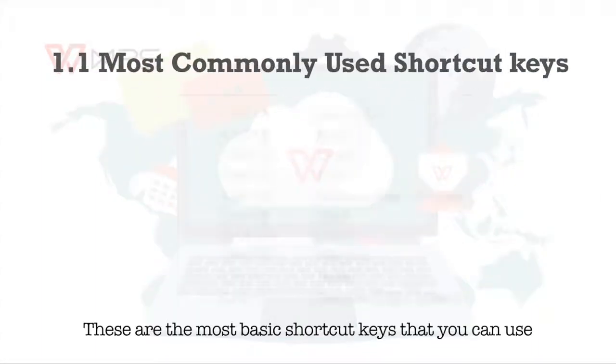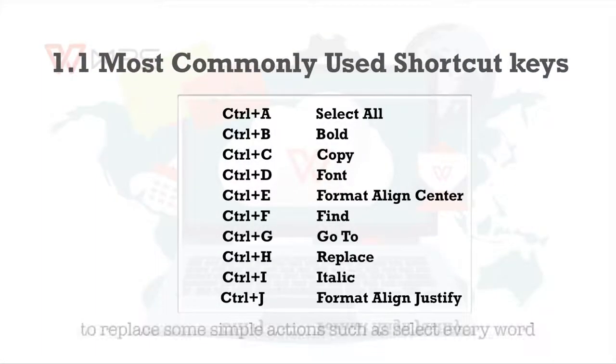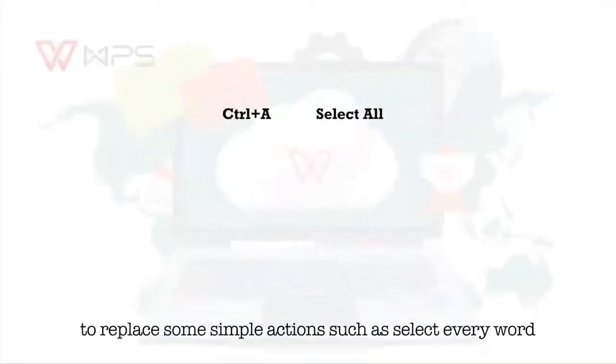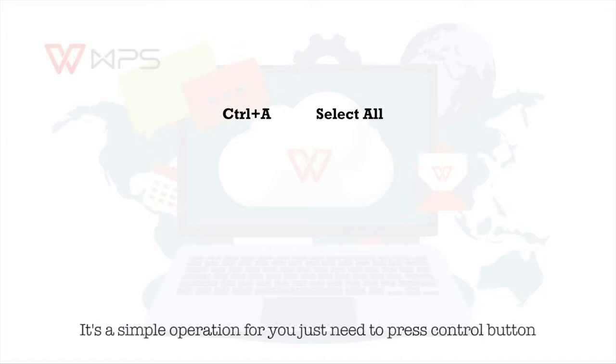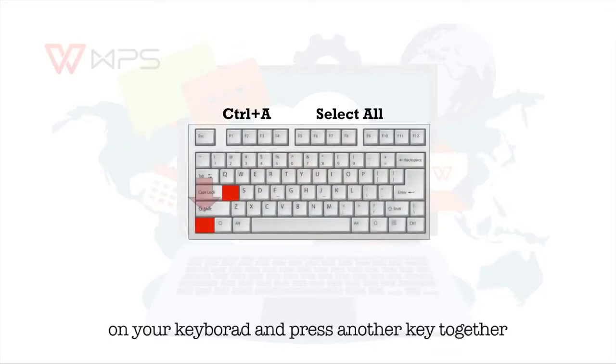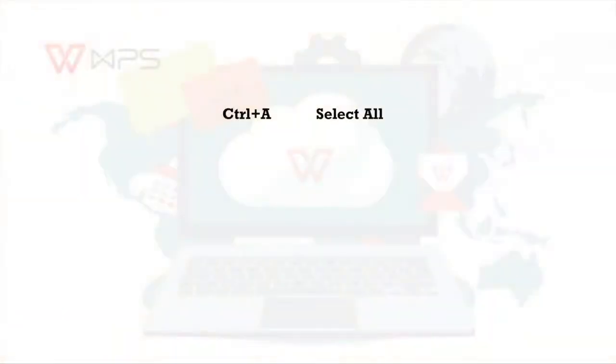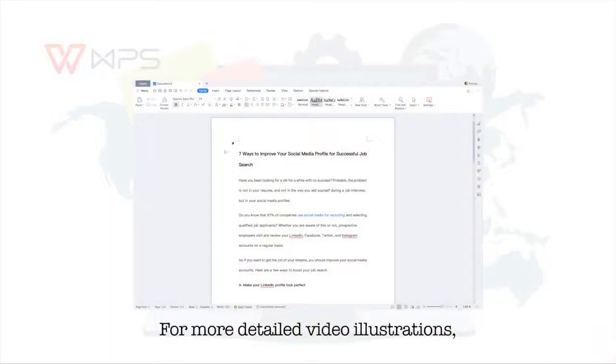These are the most basic shortcut keys that you can use to replace some simple actions, such as selecting every word instantly or changing the font type. It's a simple operation: you just need to press the Control button on your keyboard and press another key together. For more detailed video illustration, please keep on watching.